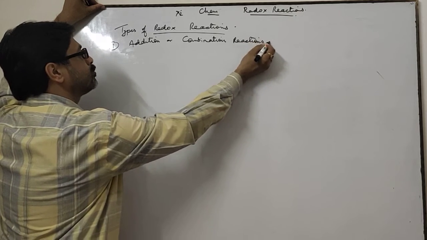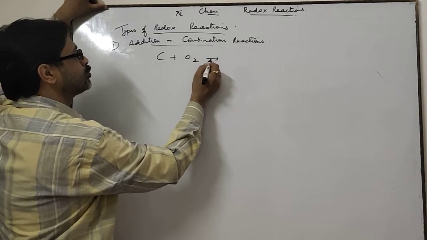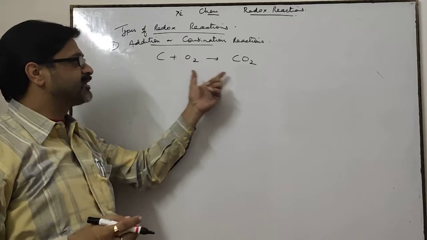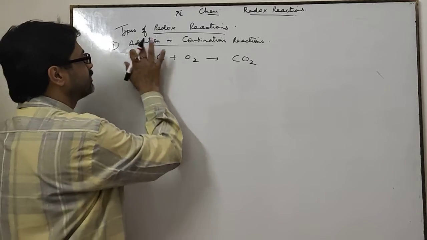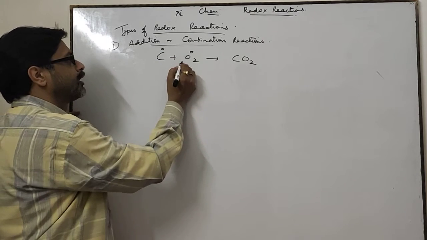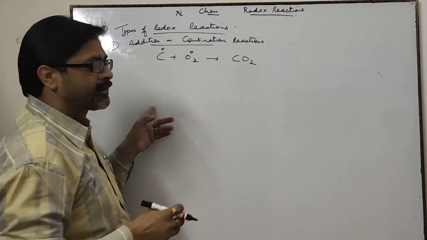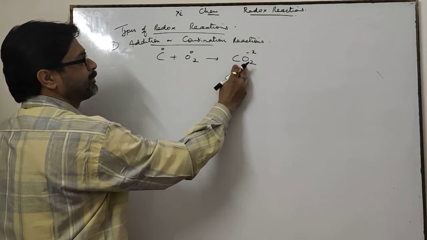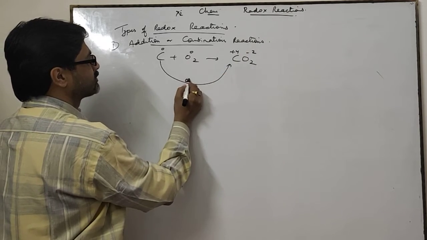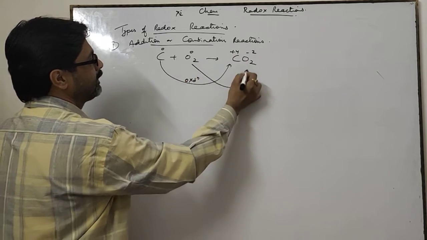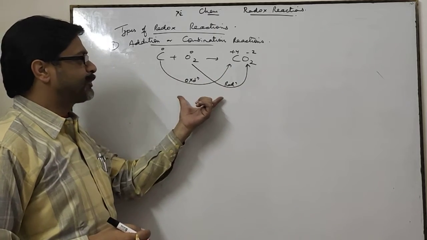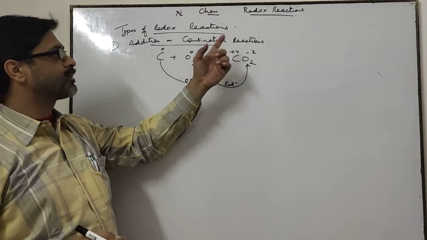Combination reactions. You know that when two compounds combine together to form a single product, then this reaction is called addition or combination. See here, the oxidation number of carbon is 0. Oxidation number of oxygen in free state is also 0. But here, the oxidation number of oxygen becomes minus 2 and carbon becomes plus 4. This is oxidation due to increase in oxidation number, and this one is reduction due to decrease in oxidation number. Means this is a type of redox reaction in which addition or combination takes place.